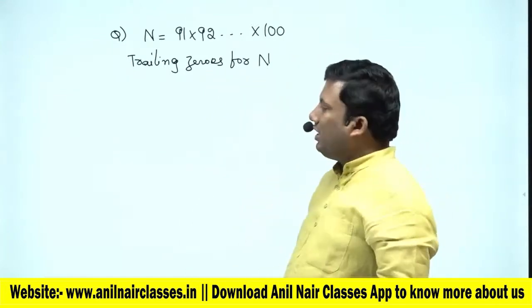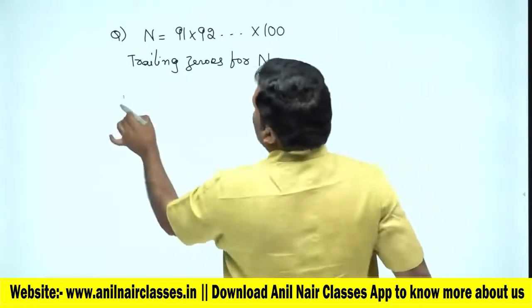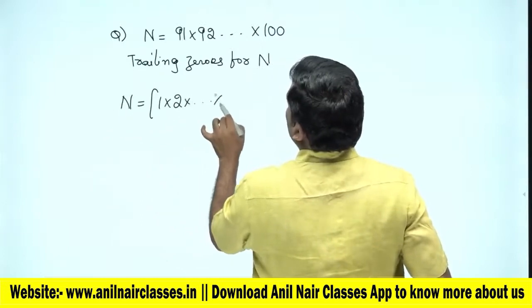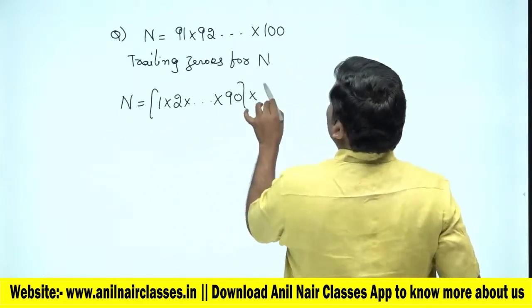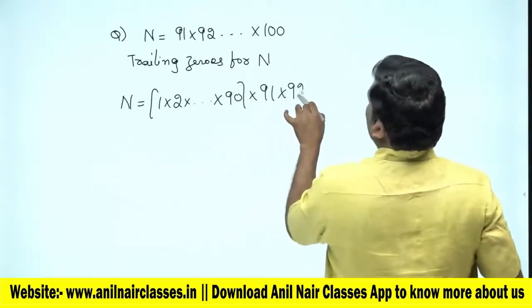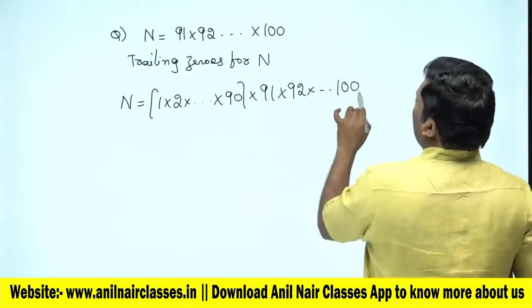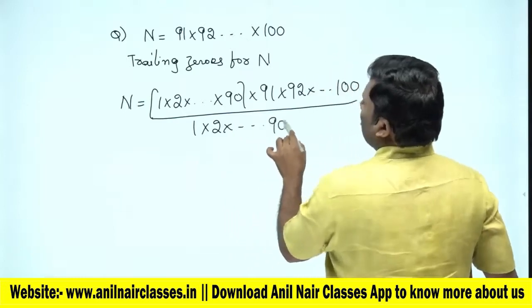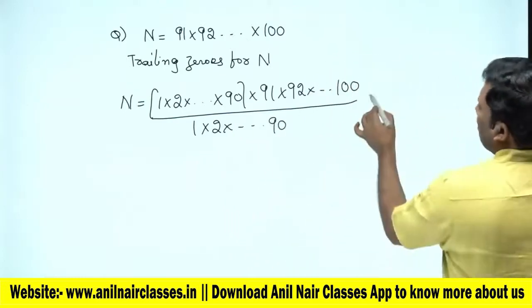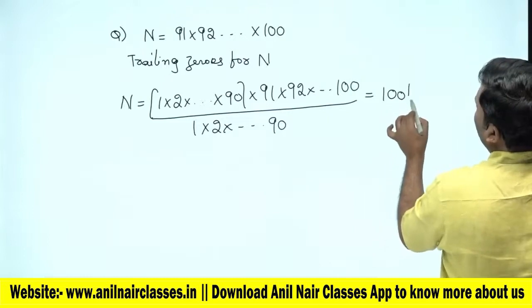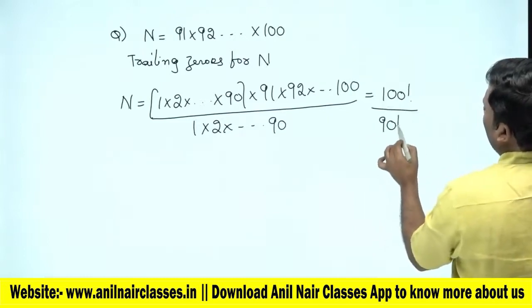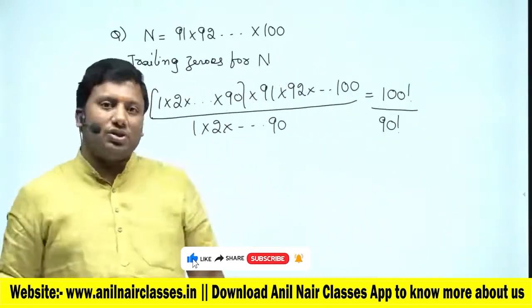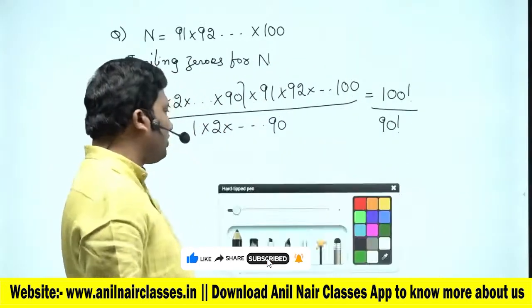For a factorial, it is the highest power of 5. So, multiply the numerator and denominator by 1 to 90. 91 into 92 till 100, divided by 1 into 2 and so on up to 90. I hope the idea is clear. So this numerator will become 100 factorial and this denominator will become 90 factorial. Two factorials getting divided. Which process to use? Already we have seen.